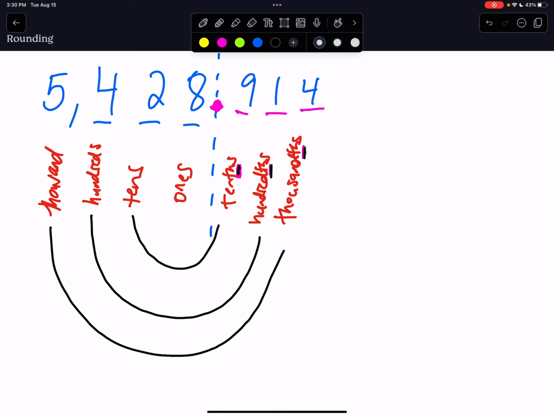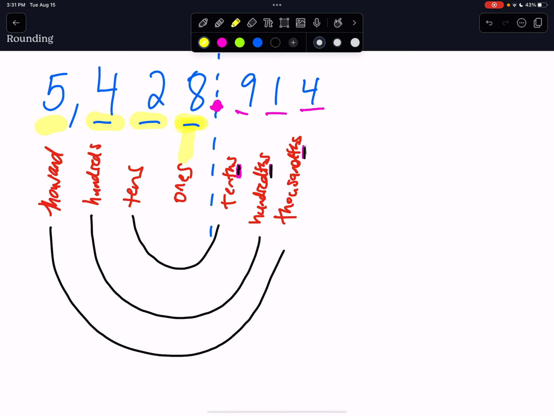So just to, again, key in on this vocabulary a little bit more, we have 5 in the thousands place, 4 in the hundreds place, 2 in the tens, and 8 in the ones. So then we get to the decimal region, and you'll notice this sort of symmetry. I kind of drew in a rainbow here.